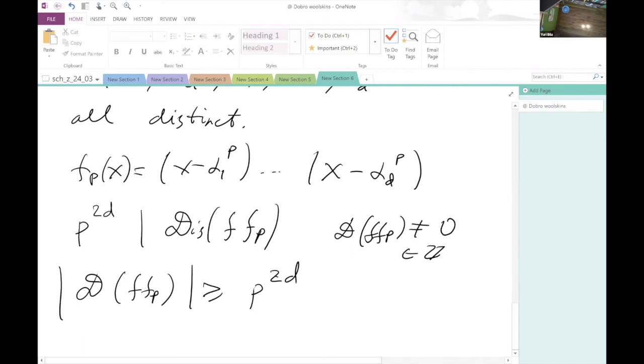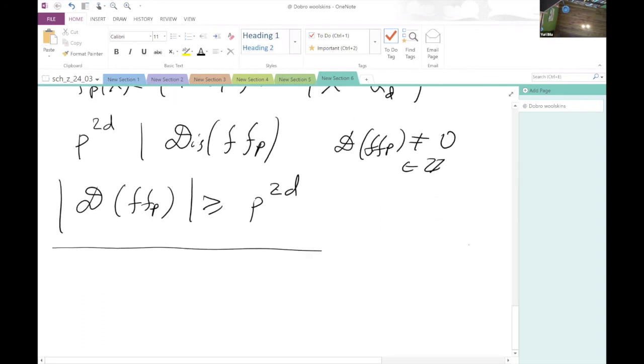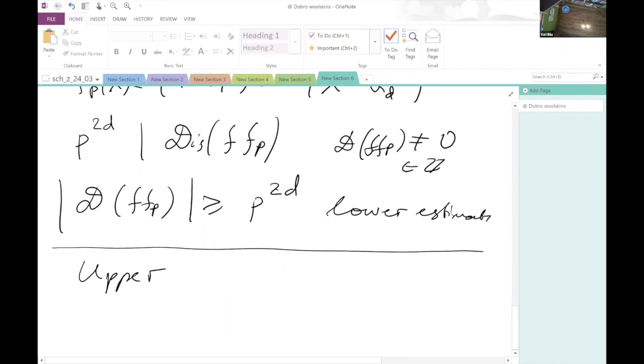A typical Diophantine argument: we have a lower estimate coming from arithmetic. Now we will get an upper estimate coming from analysis. For the upper estimate, we use a representation of the discriminant as the square of the Vandermonde of all these numbers.